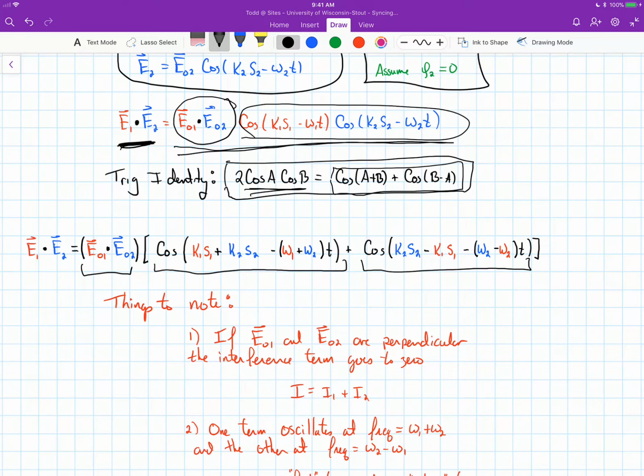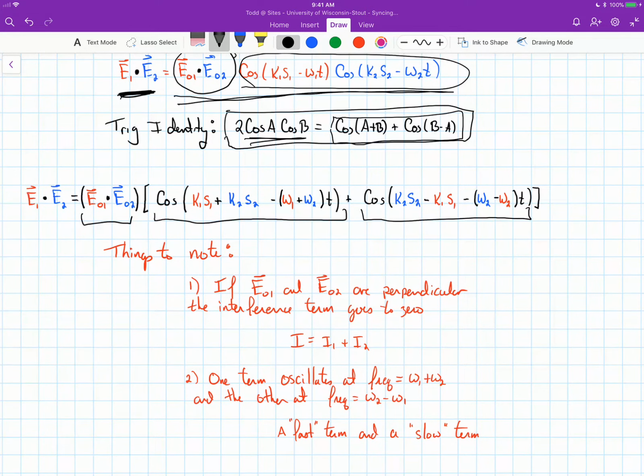Now just a couple of things to notice. First off, this is a dot product between the two electric fields. If those two electric fields are perpendicular to one another, that interference term goes to 0. What this means is if the two electromagnetic waves have perpendicular polarizations, they do not interfere with one another. And we just end up with an irradiance that is equal to what we would kind of expect without any sort of interference, just simply the brightness of the two beams combined directly.